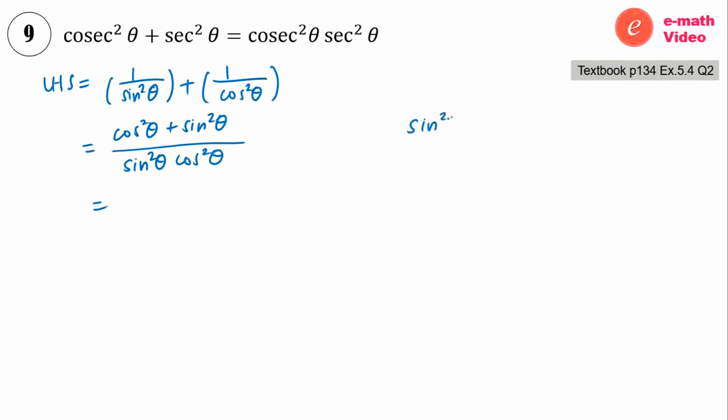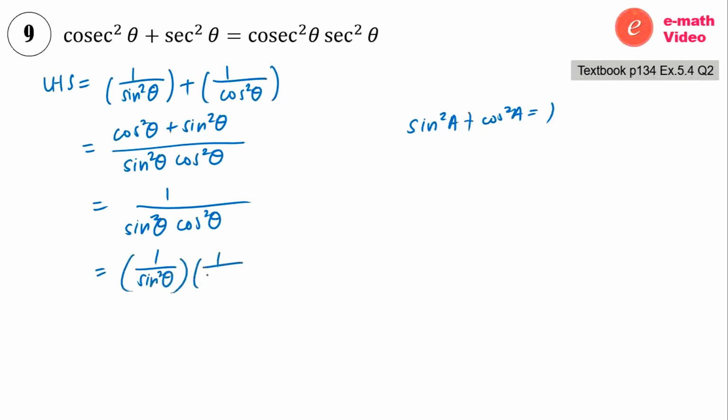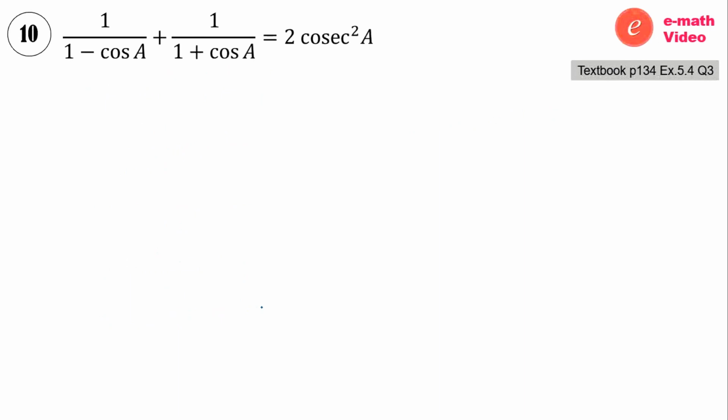Basic identity, sin square a plus cos square a equals to 1. 1 on top over sin square theta cos square theta. Like the one we did just now, right? 1 over sin square theta times 1 over cos square theta. Split it into 2 so that we'll get the cosecant square theta times secant square theta. Proven.